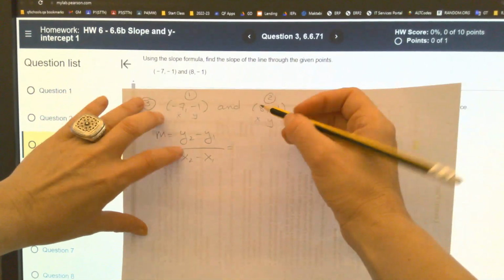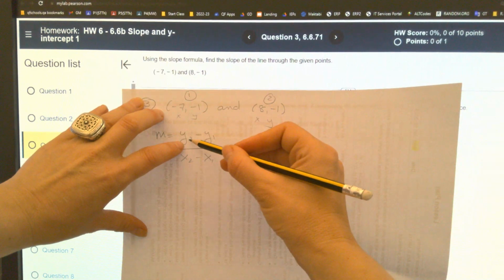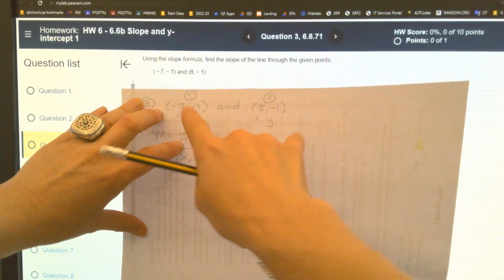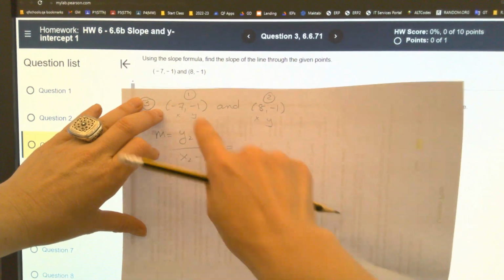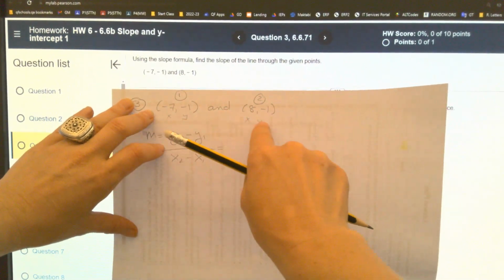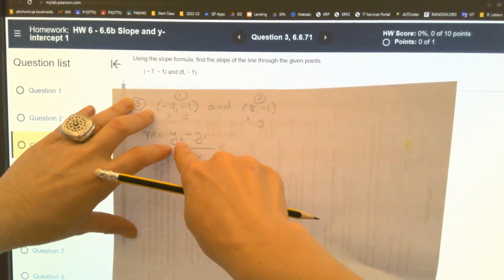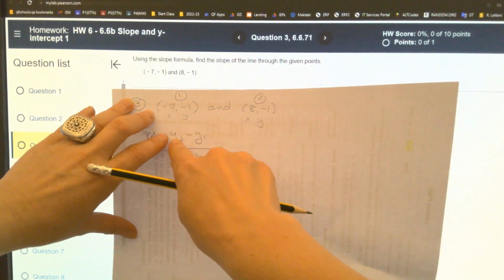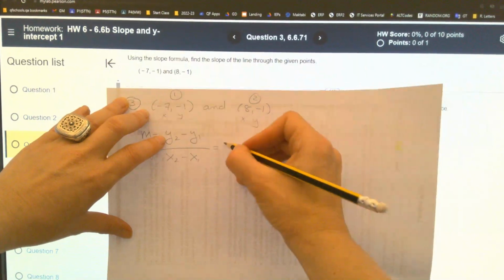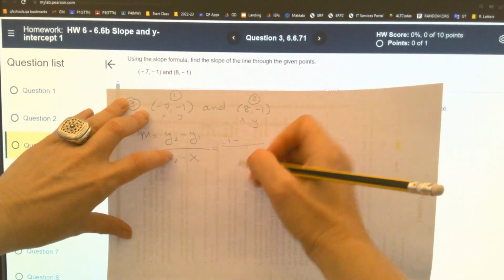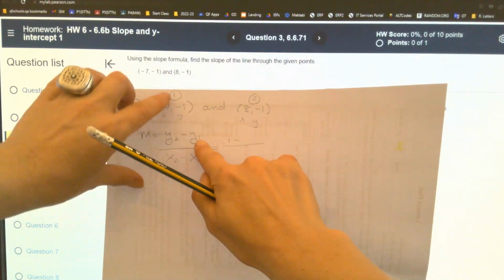Okay. So this says go to point 2. I just chose this one to be point 1, this one to be point 2. It doesn't matter. This is x, this is y. This is x, this is y. So it says go to point 2 and choose the y coordinate. Point 2, y. So that's -1. Subtract. Go to point 1 and choose the y.